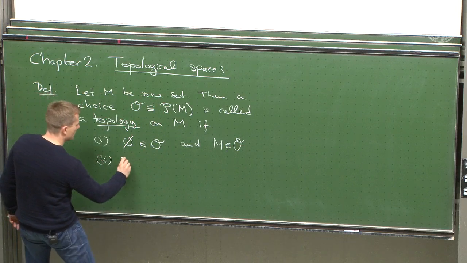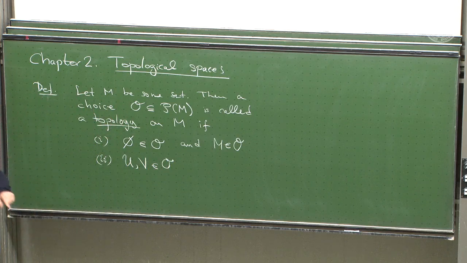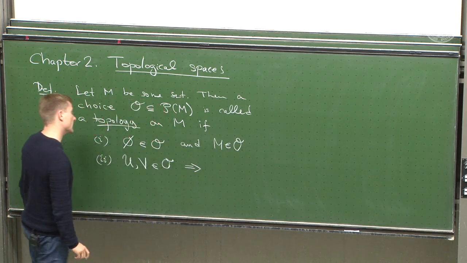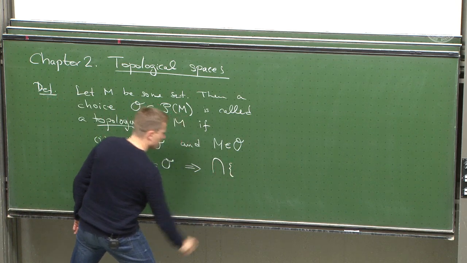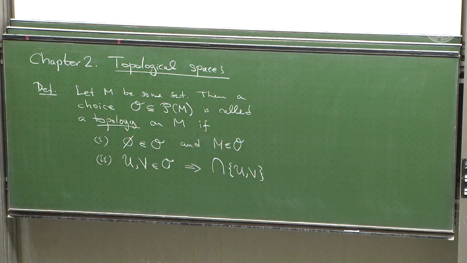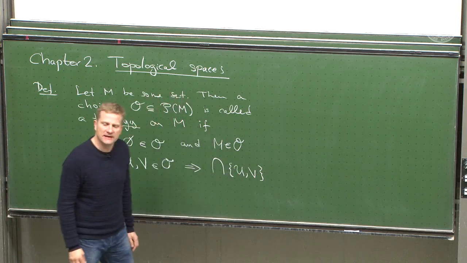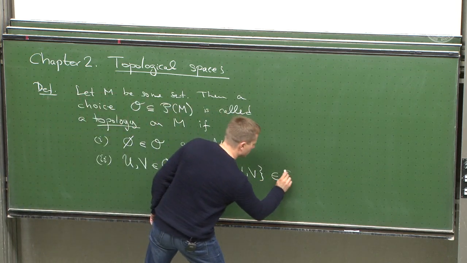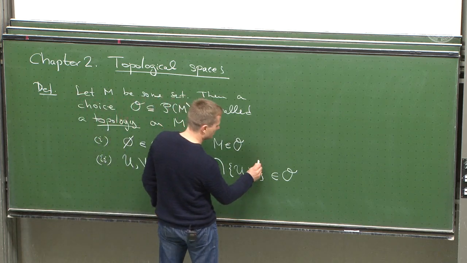The second condition is if you have two sets U and V that are already in your choice. So I want this one and that one. Well, if you did that, then it's a requirement that their intersection, very importantly, that their intersection is also in your choice. The intersection of these two sets is then required to be also part of your choice. You cannot choose U and V, but not the intersection. You have to choose that too.